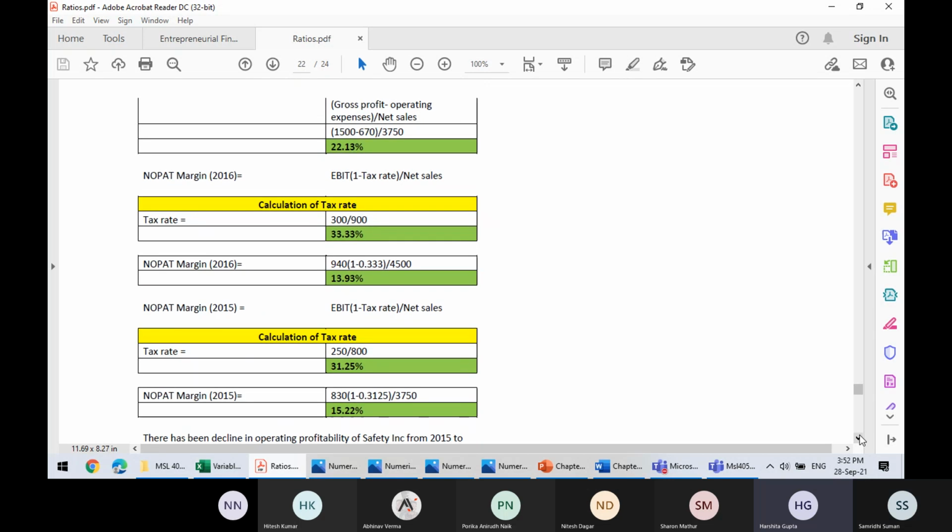Moving on to the next part, no PAT margins. Again, we can calculate it by EBIT times (1 minus tax rate). Acha, how will you calculate the tax rate now? Because you are given the tax amount. So how will you calculate it?